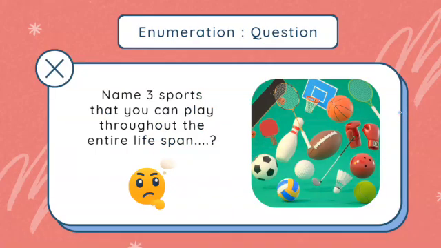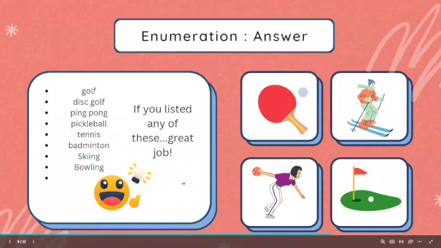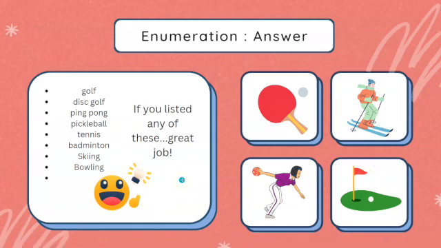Next up, name 3 sports that you can play throughout the entire lifespan. Tell a neighbor, somebody next to you. Three, 2, 1. If you listed any of these, great job. Golf, disc golf, ping pong, pickleball, tennis, badminton, skiing, bowling. Yay. Good job.